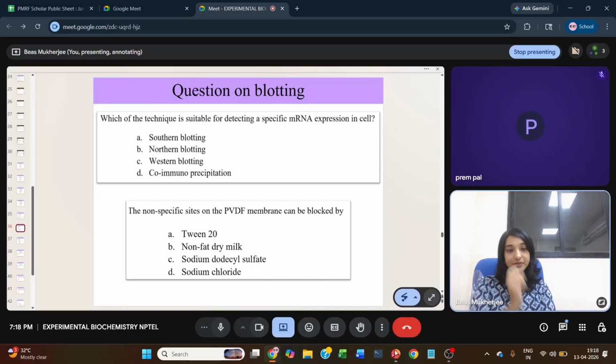So, next question, you can try to answer this one. Which of the techniques is suitable for detecting a specific mRNA expression in a cell? So, specific mRNA expression. Now, try to answer.